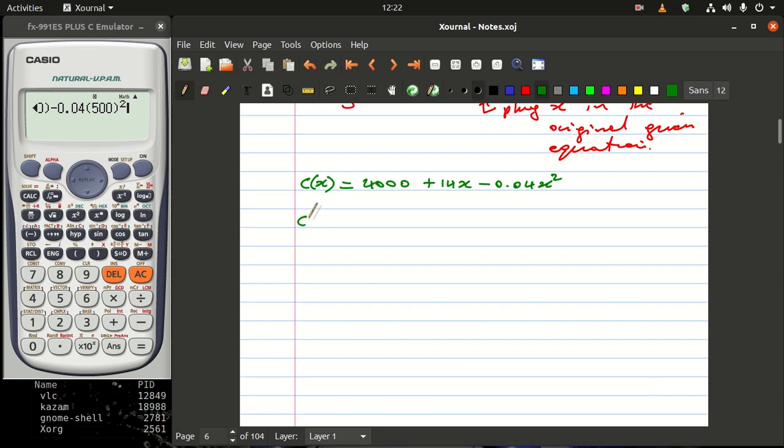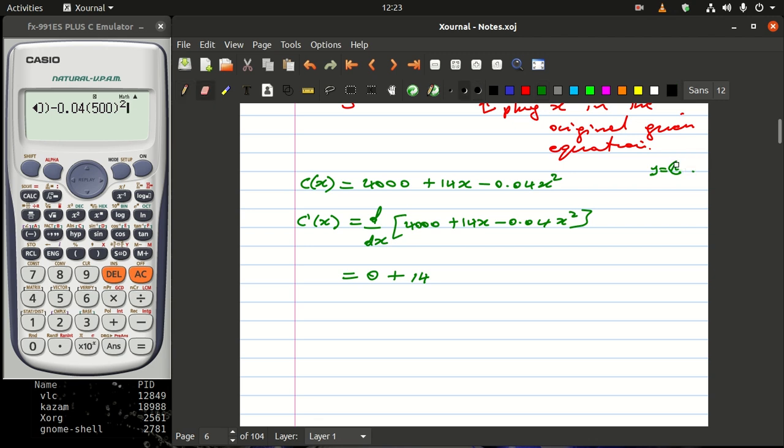Then the first derivative of this particular function is going to be the derivative with respect to x. I have 4,000 plus 14x minus 0.04x squared. Of course, the derivative of a constant is always going to be 0, and then plus the derivative of 14x is just 14, because this is the same as y equals 14x, and of course this is the gradient.